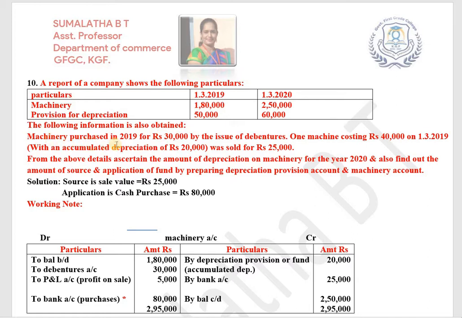The following information is also obtained. That is, machinery purchased in 2019 for rupees 30,000 by the issue of debentures. That means in 2019 a company has purchased machinery. How have they purchased it? Not for cash, they have purchased by the issue of debentures. One machine costing rupees 40,000 on 1/3/2019 with an accumulated depreciation of rupees 20,000 was sold for rupees 25,000.